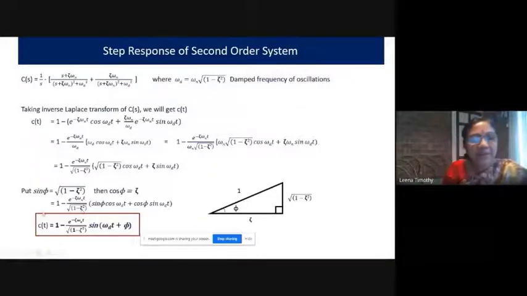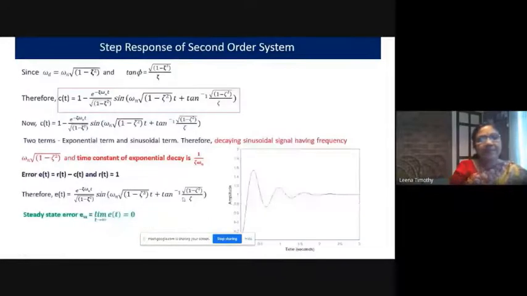Underdamped system. For an underdamped second order system, the step response is c of t is equal to 1 minus e raised to minus theta omega n t divided by root of 1 minus theta square into sin of omega d t plus phi. And here there is a decaying sinusoidal signal. It has got two terms, exponential term and sinusoidal term. That is a decaying sinusoidal signal. Finally it will attain this value.